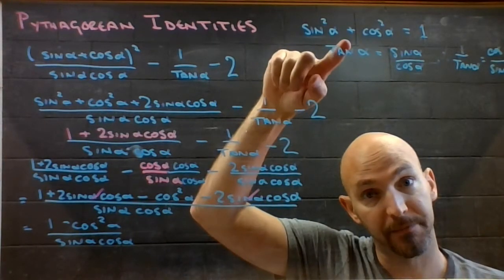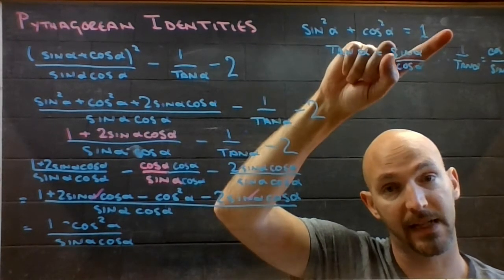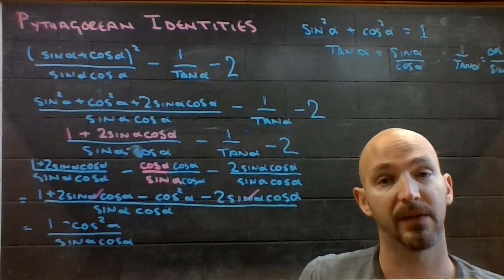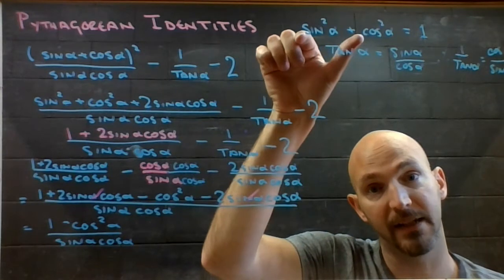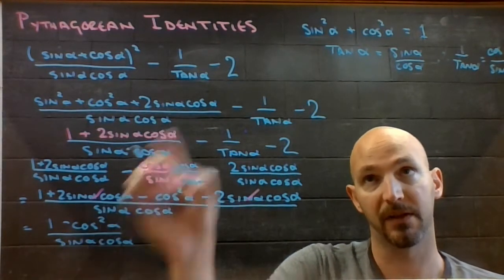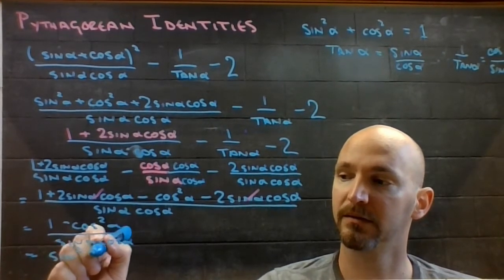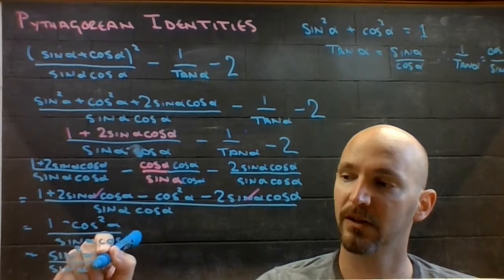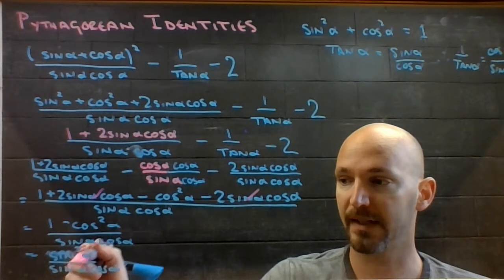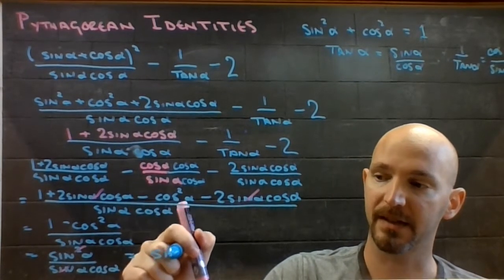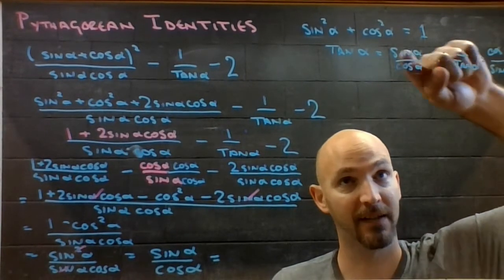Now if you look at this thing, and if I look at this thing, do you notice that if I move the cos squared over to that side, it would say 1 minus cos squared alpha, which is exactly what I have written there? So I can use this identity to replace 1 minus cos squared alpha with sine squared alpha. And I get sine squared alpha over sine alpha cos alpha. Well, a sine on top divides out a sine on bottom, and I'm left with sine alpha over cos alpha, which is the same as tan.